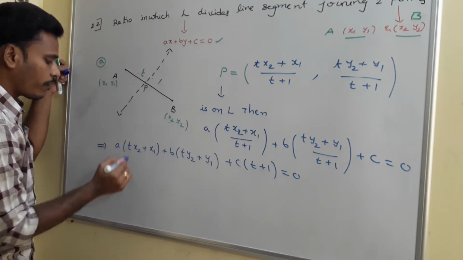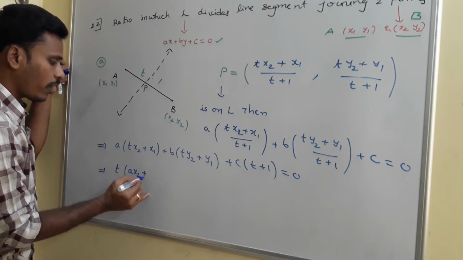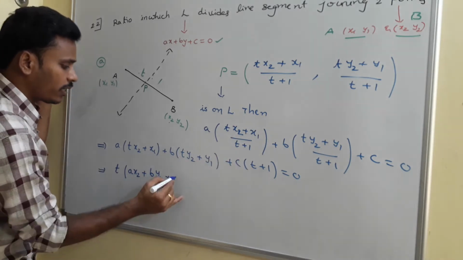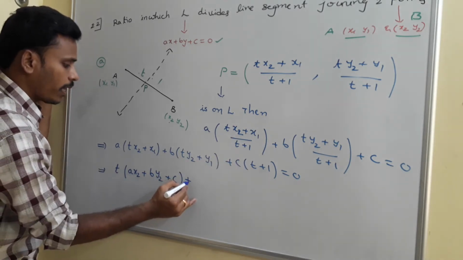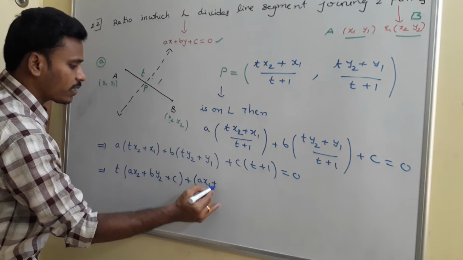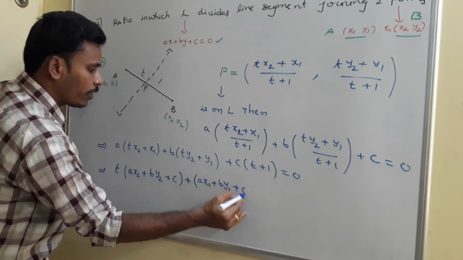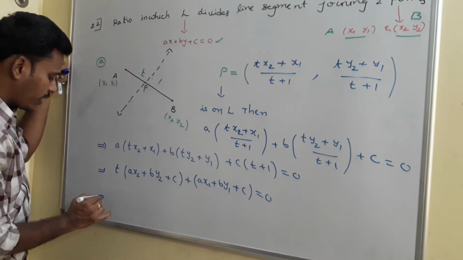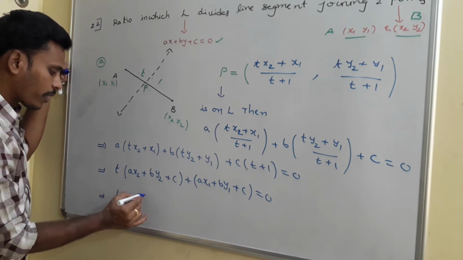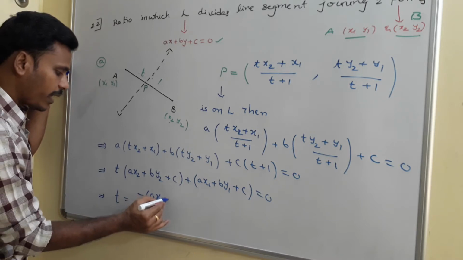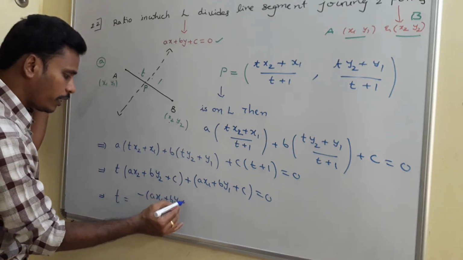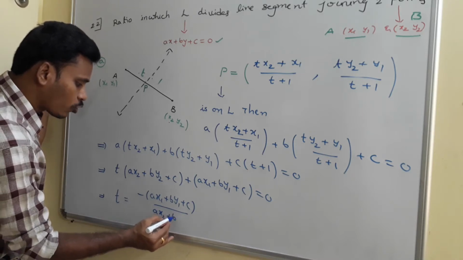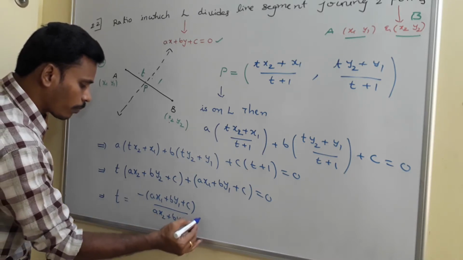So t times of, in the first term we have t times of ax2 plus, and here t times of by2 plus, and here t times of c, plus the remaining thing is what? Minus ax1 plus by1 plus c is equals to 0. And from there it is very clear that identifying t, t is equals to minus ax1 plus by1 plus c divided by ax2 plus by2 plus c.